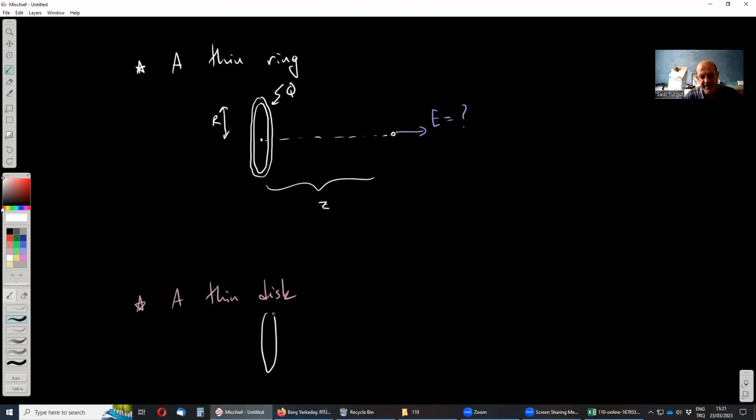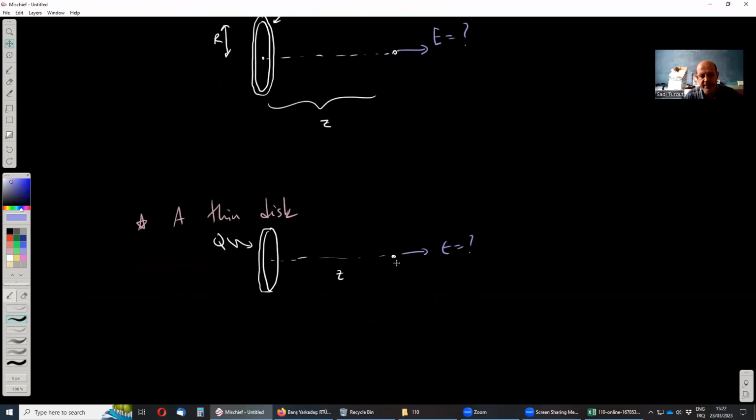So it's a disk this time, so it also has some kind of a thickness, but that's negligible. In that case, the charge is Q again. So the distance is Z. And we would like to find the electric field at that point.